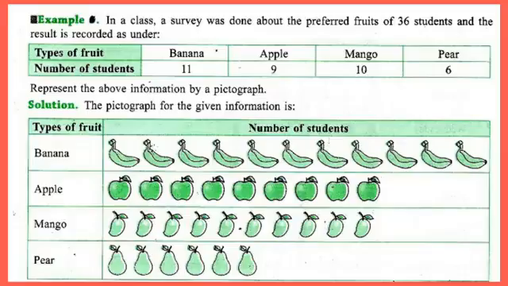In a class, a survey was done about the preferred fruits of 36 students and the result is recorded as under. Types of fruit: banana, apple, mango and pear. Number of students: banana 11 students, apple 9 students, mango 10 students and pear 6 students. Represent this information by a pictograph.